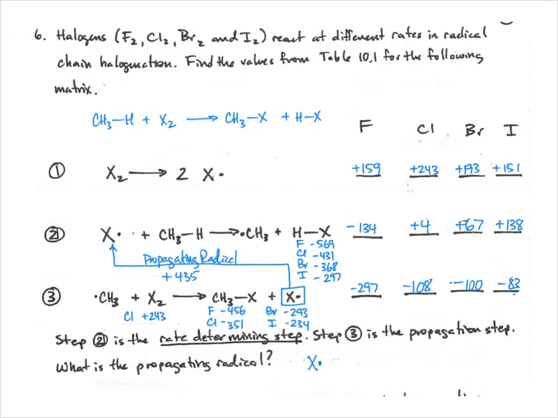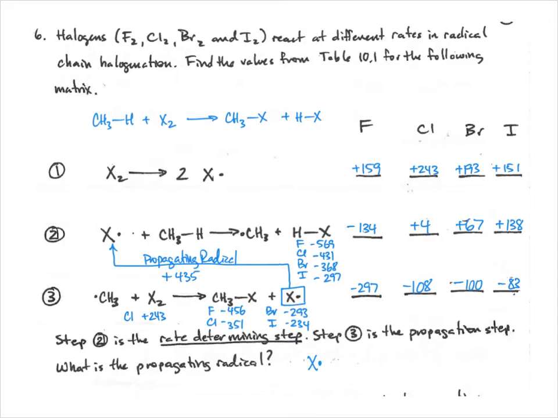Now, iodine is the one that flips. Step 2 requires the most for iodine. See this number? How it does not match that number? Step 3, which is the second propagation step, is not evolving enough heat for this radical to go back into this step and carry the chain forward.